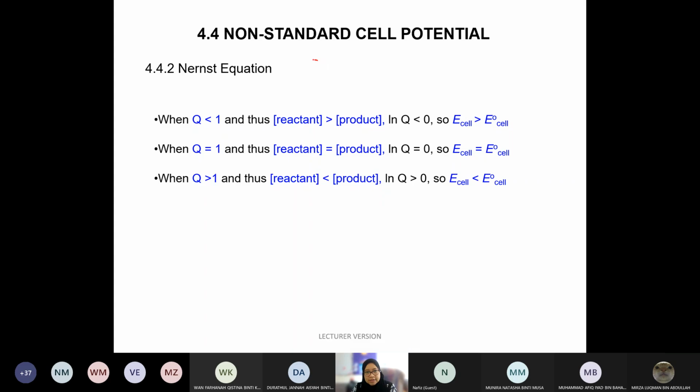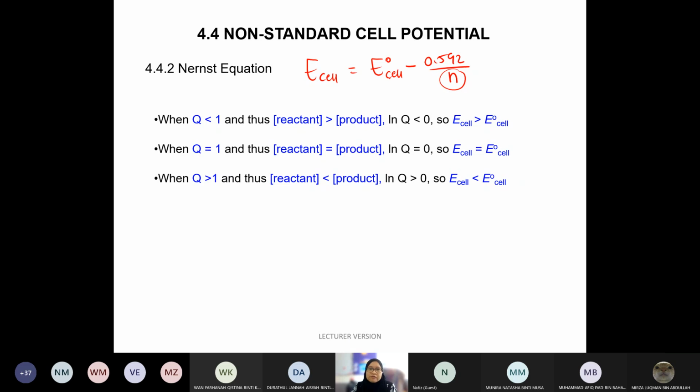Okay, so this is the equation. Let's write here: E cell. We don't have the naught there because this is the non-standard cell potential. We have E naught cell minus 0.0592 over n. n is the number of electrons. How do we get n, madam? When you make the final equation, you have to cancel out the electrons, and there we know what n is. It looks easy but actually there is a lot of work to be inserted into this formula.